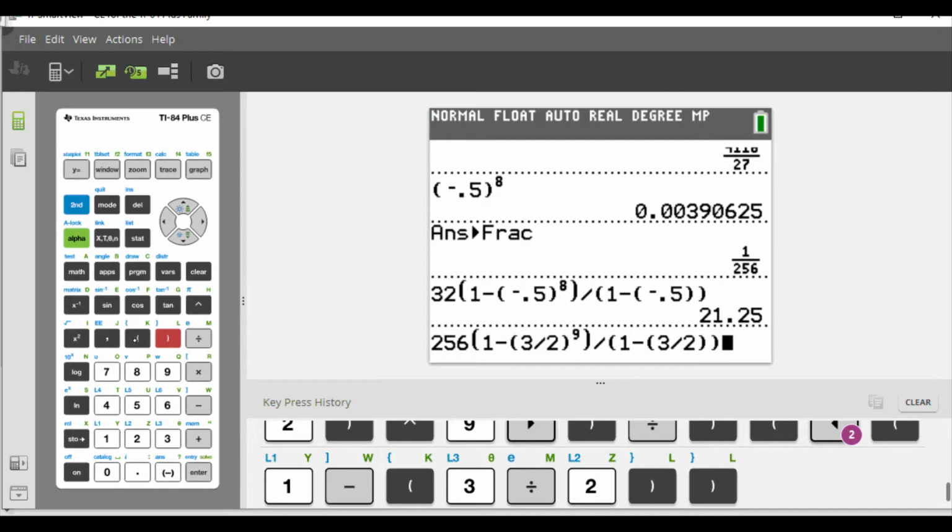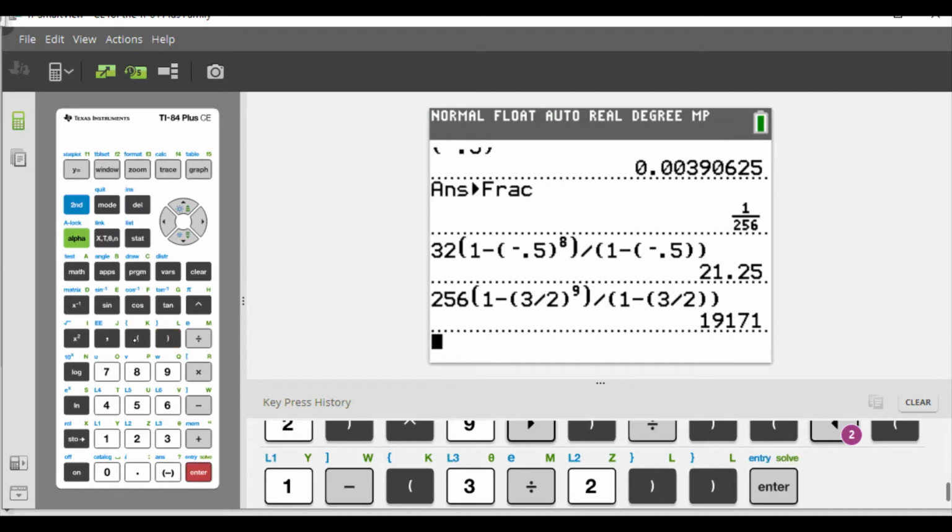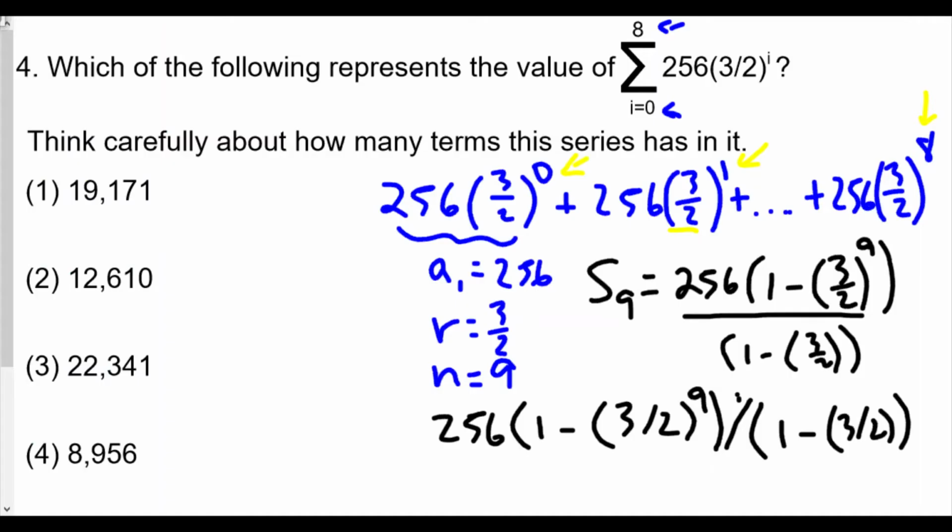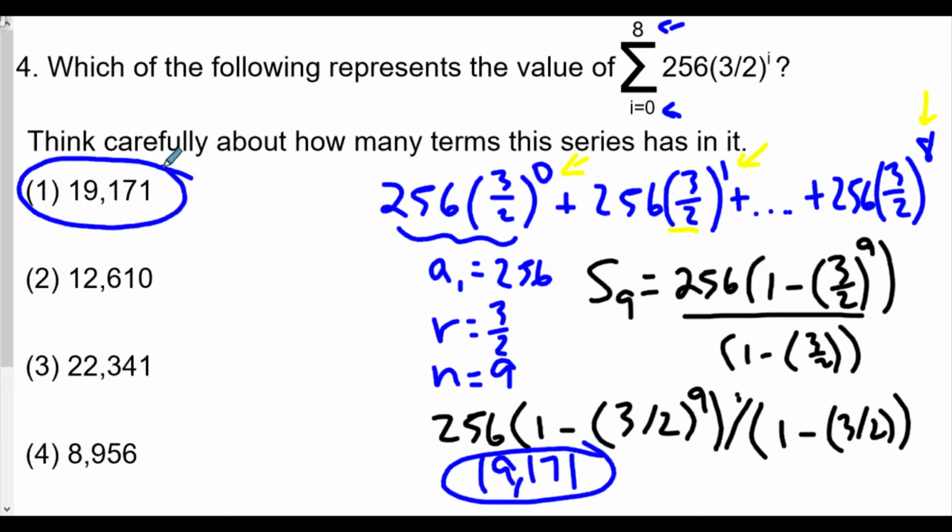All right, and so now we enter and we get 19,171. That will be our sum, 19,171, which will match up to our choice number 1. Okay? And yes, super important that we use 9 terms instead of 8 terms.